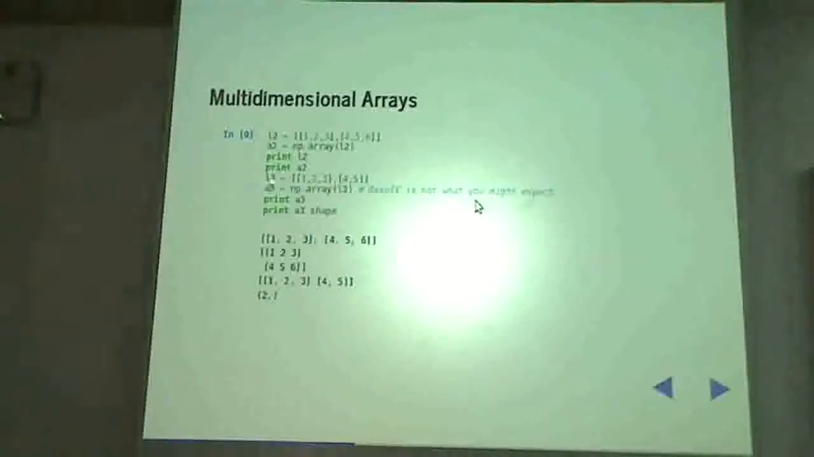Now I declare another list, 1, 2, 3, 4, 5. Then I do np.array of L3, and I don't get an error. You would have expected maybe it should give me an error, right? It doesn't. If you print the shape of this array, it's 2. It's got just 2 elements. It's an array with 2 elements.